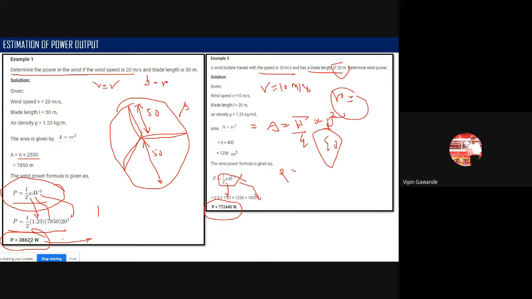So here this is 38.622 kilowatt, and in this case this becomes 772.44. Divide this value by 1000, so you will get the answer in kilowatt. Okay, so be ready with the watt and the kilowatt answer. But whenever you put all these things, that means when you put density in kg per meter cube, area in meter square, and V in meter per second, the answer comes out to be in watt.